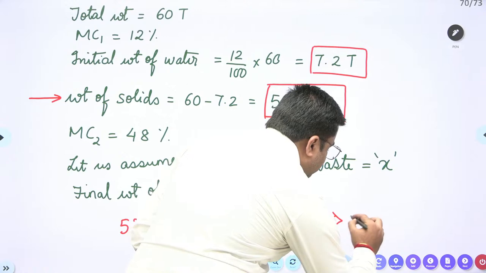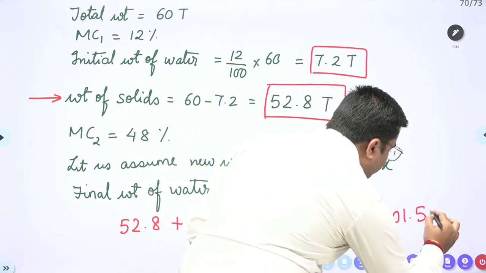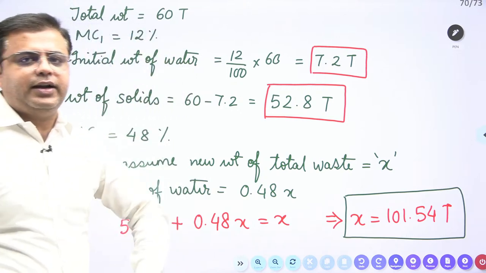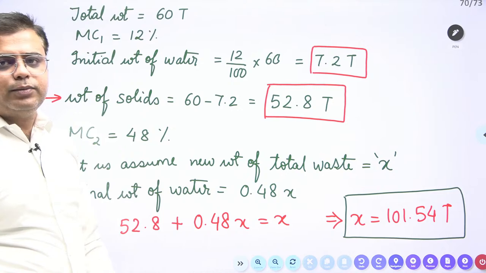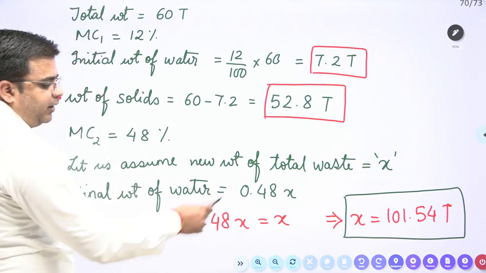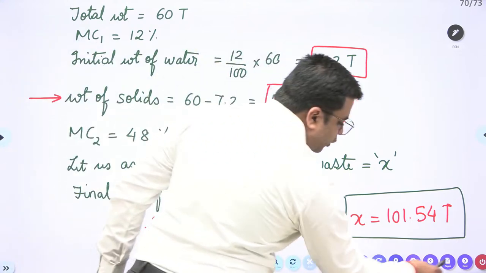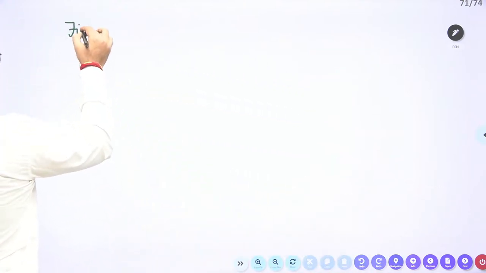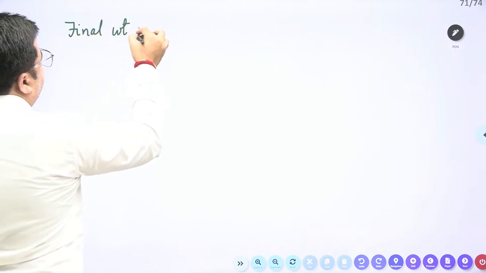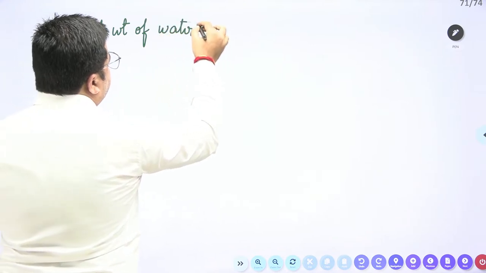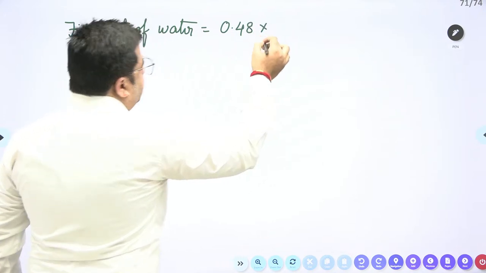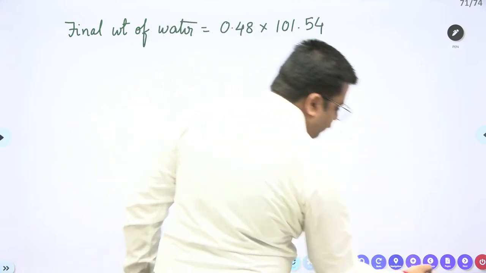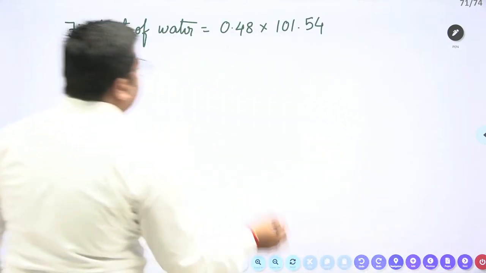So x is 101.54 tons. This is my final weight of the solid waste with increased moisture content, right? So this new weight of water can be calculated, which is 0.48 times my final weight. So the new weight of water is equal to 0.48 times the total weight, or the new weight of the solid waste, that is 101.54. This is 101.54, correct.